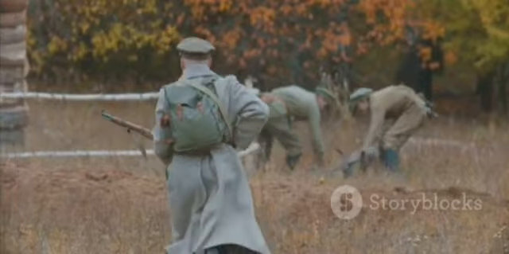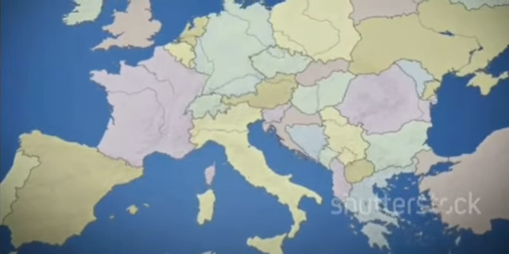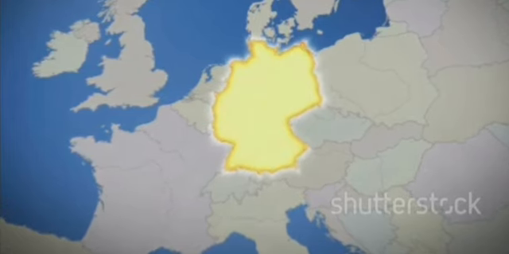When the dust settled, the Treaty of Versailles in 1919 changed everything, especially for Germany. They had to accept full responsibility for the war, pay heavy reparations, and give up territories like Alsace-Lorraine. Germans called it a dictated peace, because they weren't even allowed to negotiate.